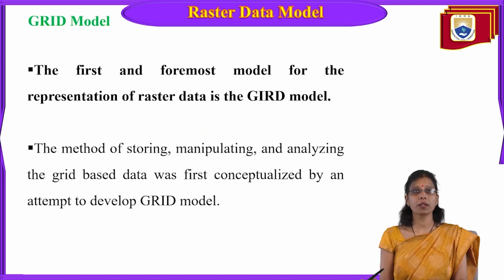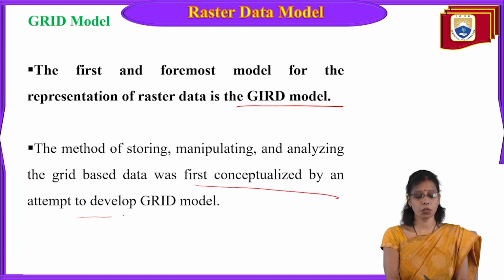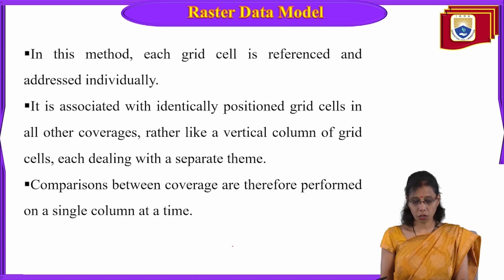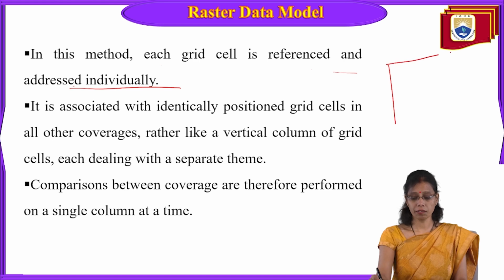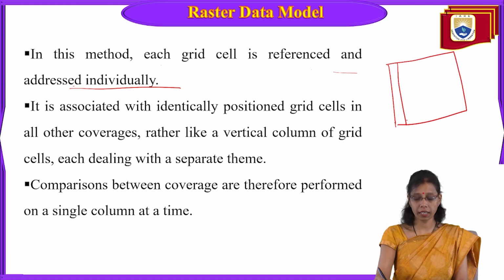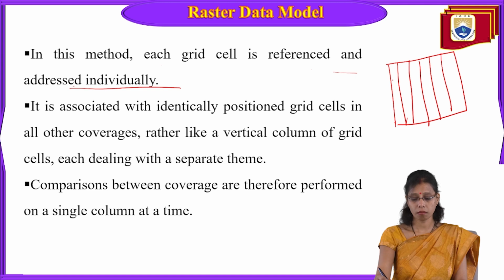Now the grid model. Let us understand the first and foremost model for the representation of raster data, the grid model. The method of storing, manipulating and analyzing grid-based data was first conceptualized in an attempt to develop a grid model. So what is the grid model? In this method, each grid cell is referenced and addressed individually. For example, if this is the grid, each cell is represented individually. Individually means there will be a color here.